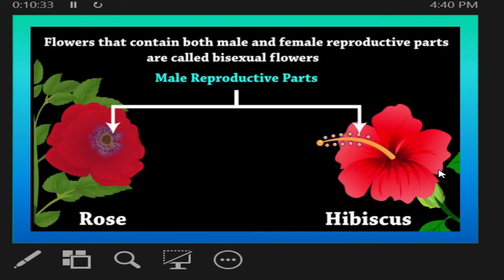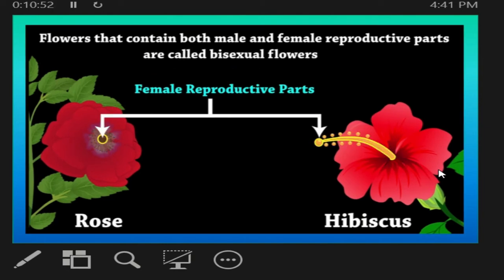Flowers that contain both male and female reproductive parts are called bisexual flowers. These are examples of bisexual flowers. For the male reproductive parts, this is one example, and this is another example for the female reproductive parts.